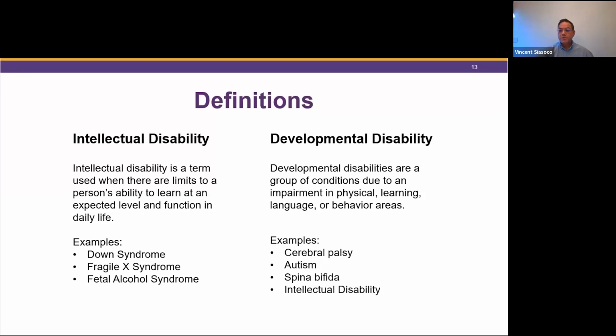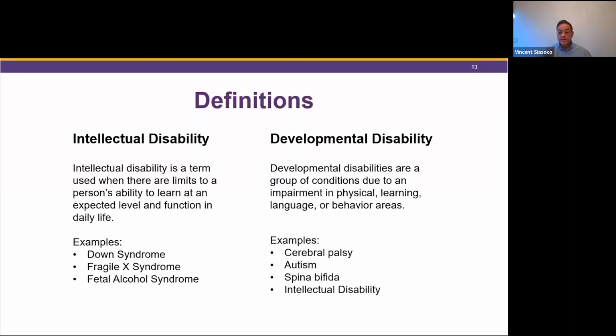One of the important things to take away from these two definitions, intellectual and developmental disability, is one doesn't always correlate with the other. It's important to note that not everybody with a developmental disability has an intellectual disability. If you have cerebral palsy, autism, spina bifida, doesn't mean that you have an intellectual disability. It doesn't mean that you can't take care of yourself. It doesn't mean that you can't go to school or graduate or have a family or have a job. We want to make sure that we break down every stereotypical barrier, but we want to make sure we understand the definitions and the conditions.